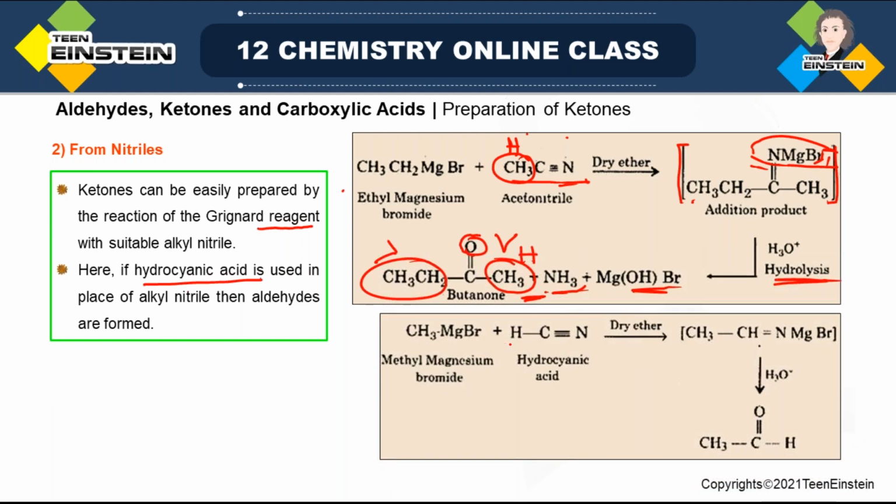So same reaction, only difference is here you have H. So see, ethyl group which is coming from Grignard reagent. In the second example, methyl group which is coming from Grignard, this H is already present in HCN, right? And after acidic hydrolysis you are getting aldehyde, not ketone.